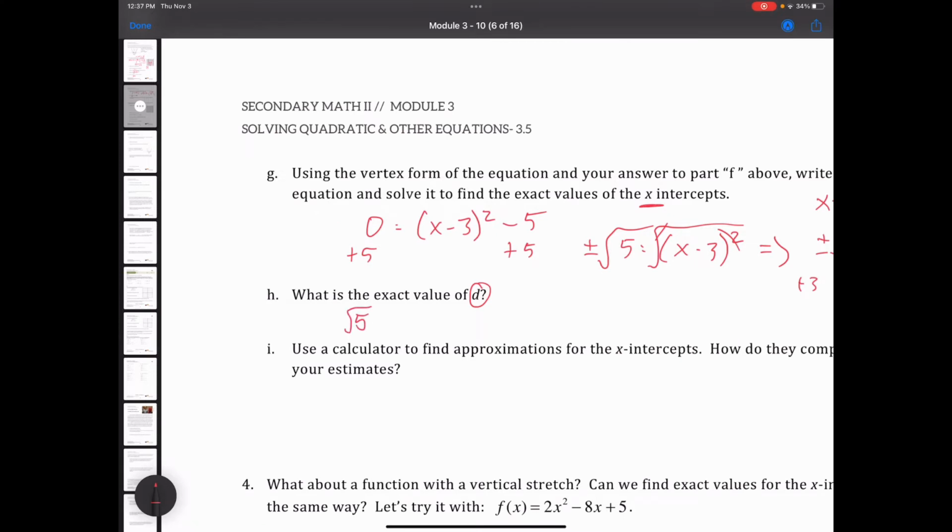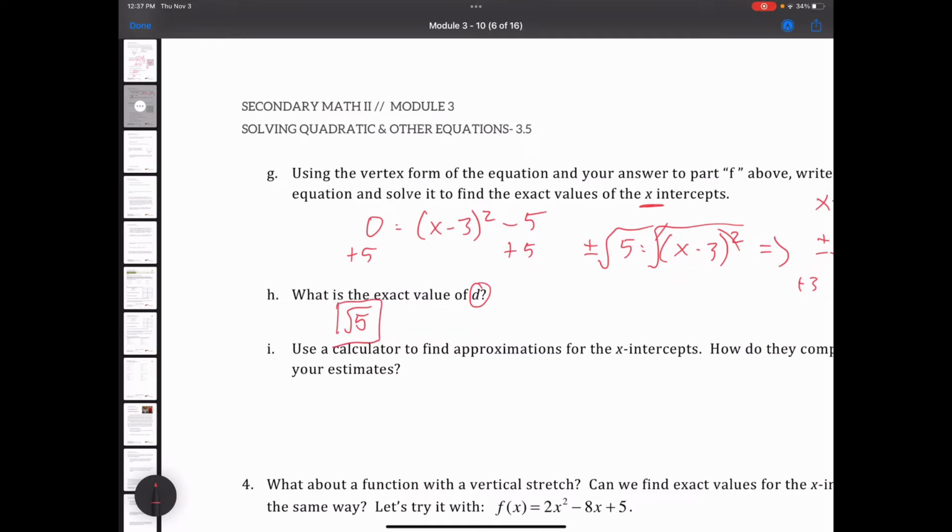Now, some of you might say, well, can I put that into my calculator and see what it gives me? You could, but that would be an inexact value because we would have to round it. The square root of 5 is an irrational number, which means it goes on forever. So we can't put that into our calculators and get an exact value. So the only exact value is the square root of 5.